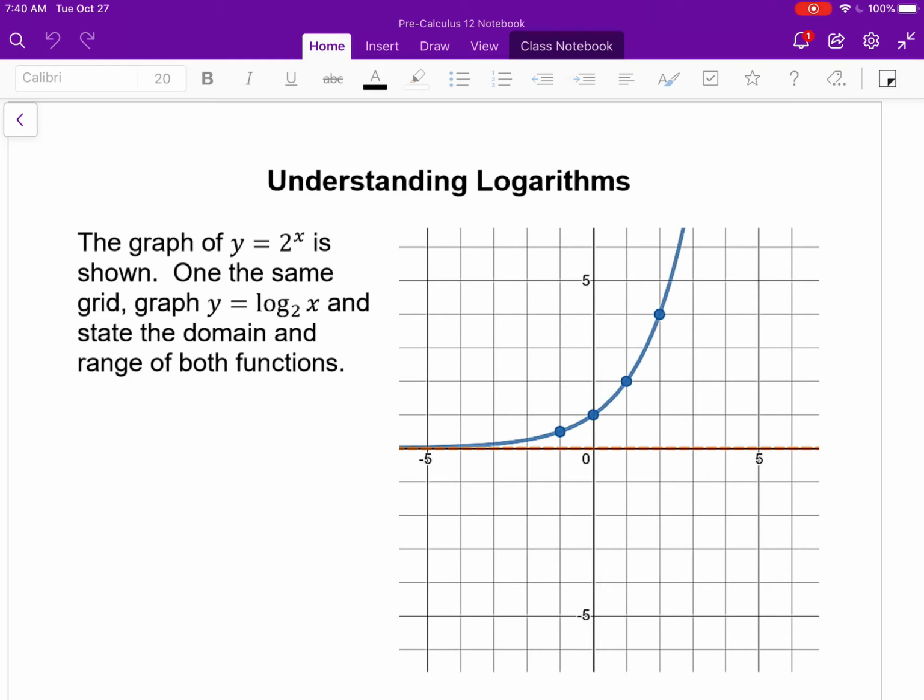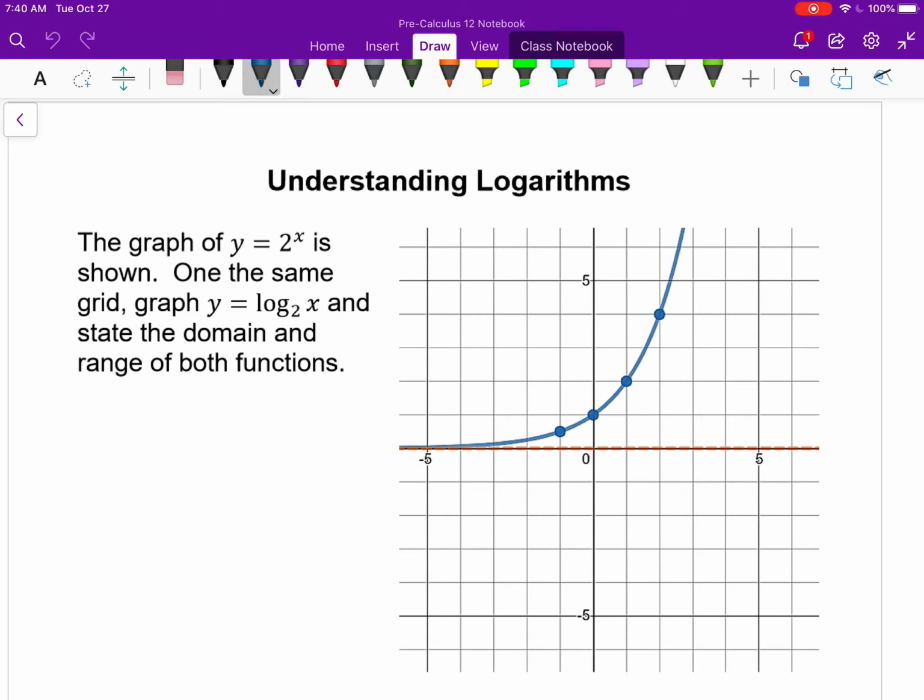And a logarithm is the inverse of an exponential function. And I start with an exponential function here, and this is y equals 2 to the power of x. Well, the inverse of that we call log base 2 of x. And it looks like that. That's how we write it. And literally what that means, log base 2 of x, means the inverse of 2 to the power of x.